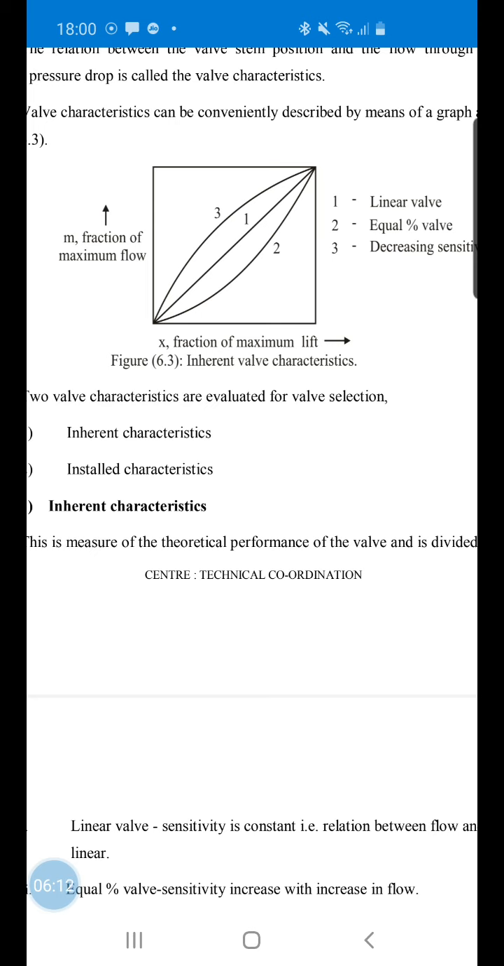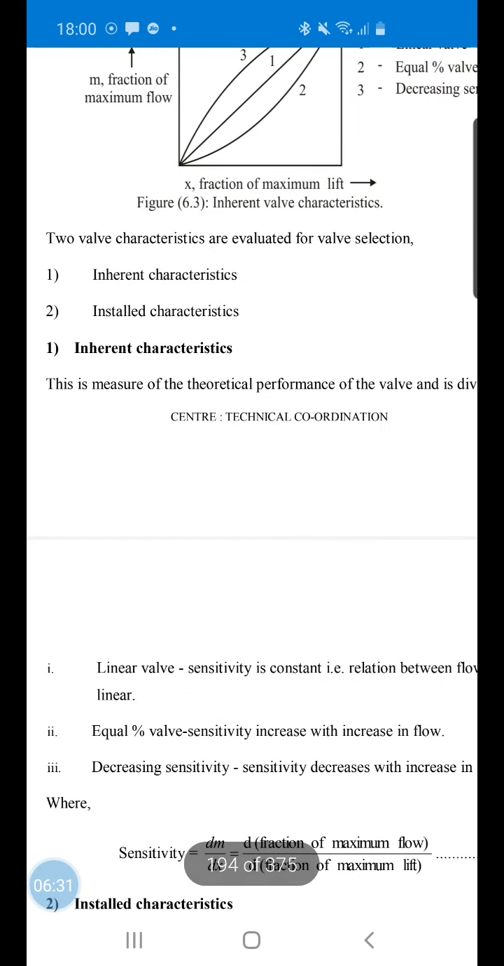So if we plot the graph of fraction of maximum flow to the fraction of maximum lift, what is nothing but the flow and its relation with the lift of the stem and plug is correlated by the valve characteristics. These two valve characteristics are inherent and installed.